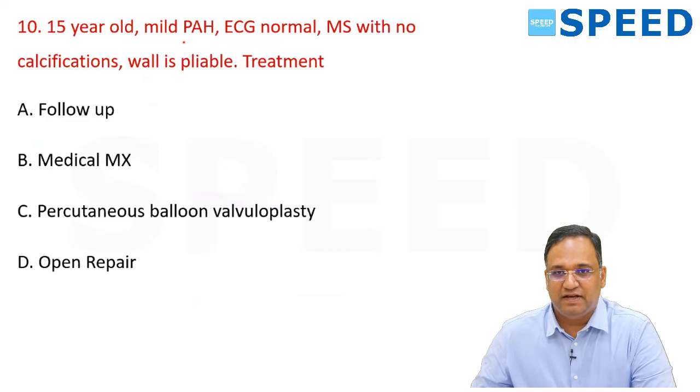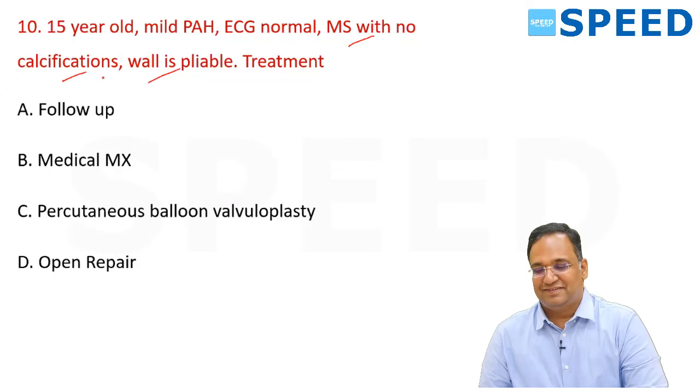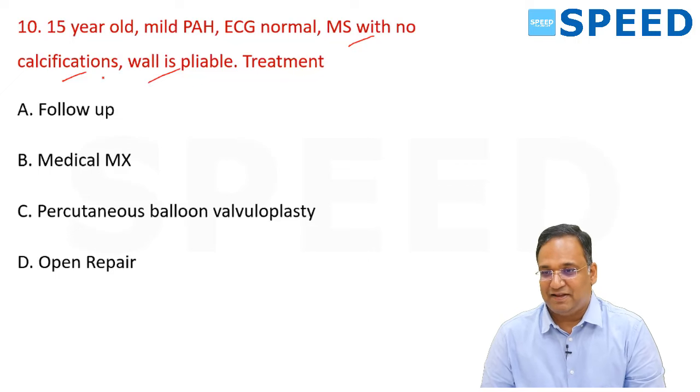A 15-year-old child with mild PAH and a normal ECG, with MS and no calcification. That means the valves are clear and the valve is pliable, so this is the treatment of choice. With mitral stenosis, you can have mild PAH, then severe PAH, and it can lead on to failure, where the outcome may not be as good as when done at this stage of life.